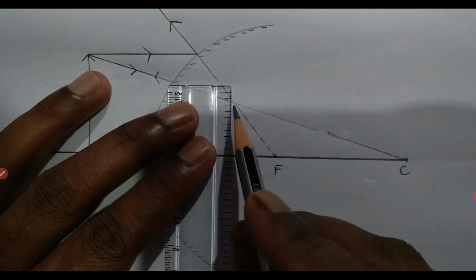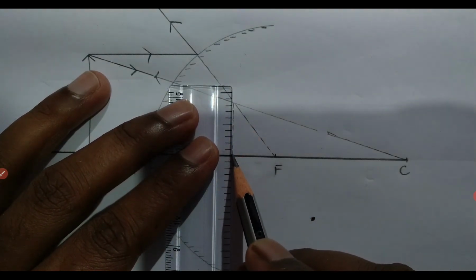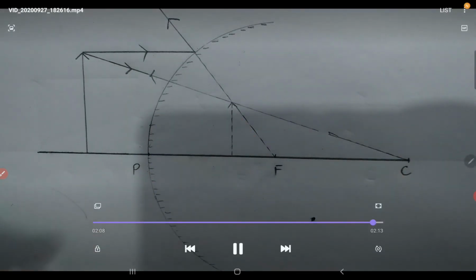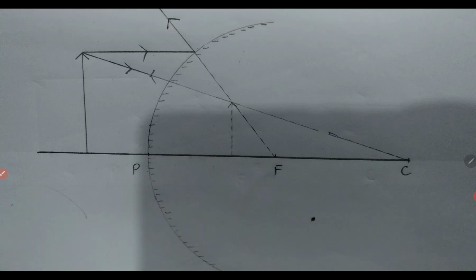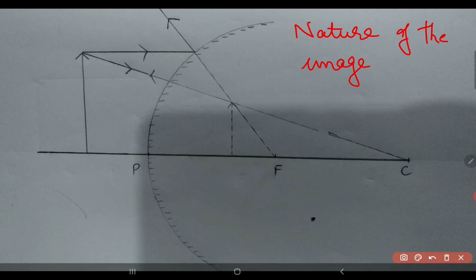and now I can draw the image formed, that is the virtual image formed between the pole and the focus. So this is my complete diagram. Let me write the nature of the image formed.